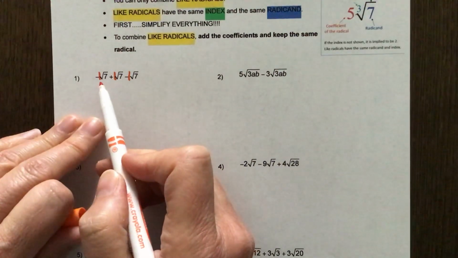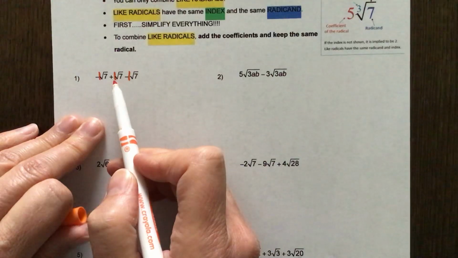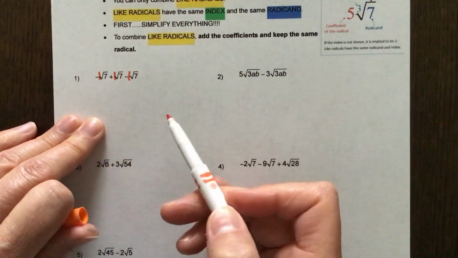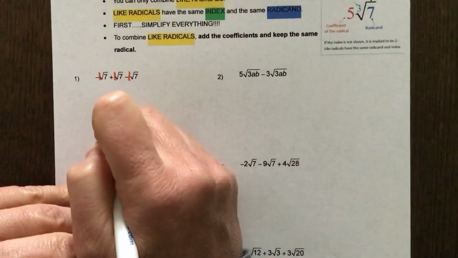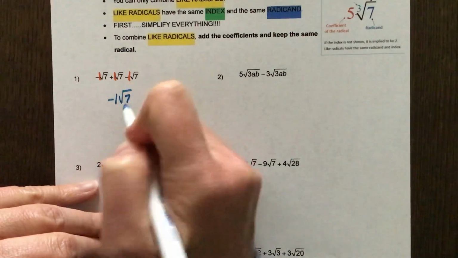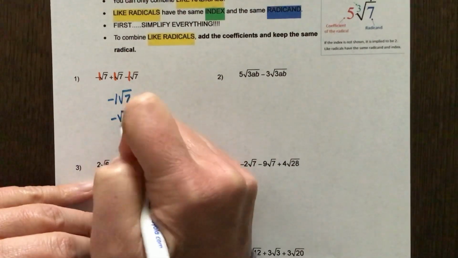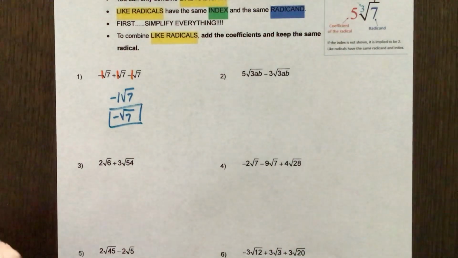So now we're just dealing with the coefficients. So a -1 plus a 1 will cancel themselves out, and then we're left with just a -1 times the square root of 7. So we would say that we've got -1 times the square root of 7, or we could just write it like the negative square root of 7.